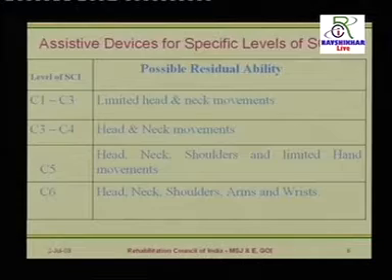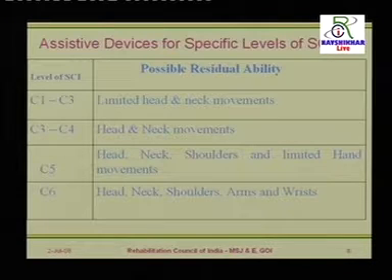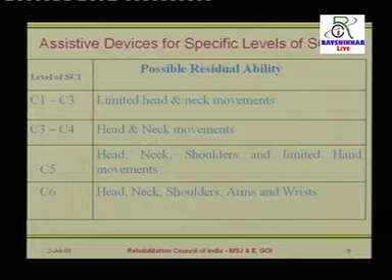So we had a basic assessment of the cervical injury, basically from C1 to C6. What are the levels of spinal cord injury, and what kind of possible residual ability can the person have at the various levels of injury? For C1 to C3, the possible residual ability is limited head and neck movement. C3 to C4, head and neck movement. C5, head, neck, shoulder and limited hand movement, and C6, head, neck, shoulder, arms and wrist. This is the information from the literature; from the neurologist we get the possible residual ability that you can get from a spinal cord injury person.